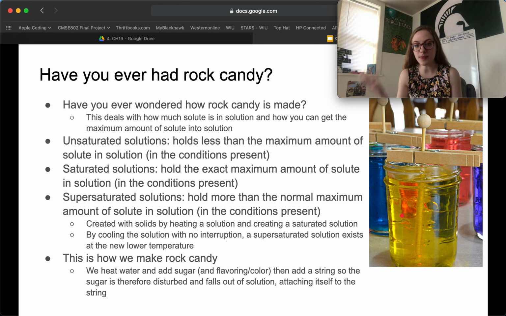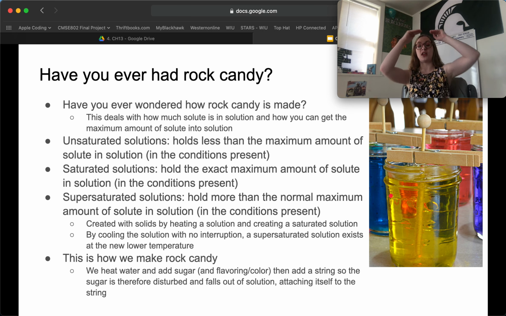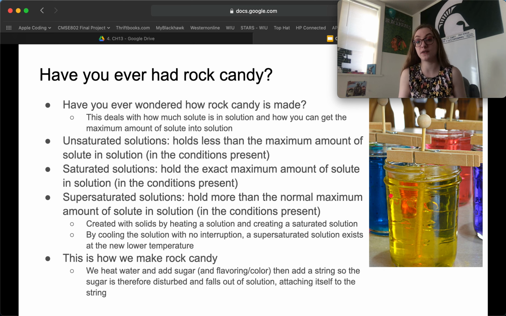So this is actually how we make rock candy in the end. We heat water and sugar and flavoring and color if you wish. We add a string, or in the picture here, a stick. Once we add that stick, we're disturbing our supersaturated solution, and you start to see some of those sugar crystals form on the stick. If you leave it for long enough, we'll recrystallize that sugar out of solution as it cools. So to make rock candy, we're leveraging these ideas of saturation of solution. We did talk a bit about concentration, meaning strength, but these are kind of like the maximum versus the over-the-top maximum amount of solute you can put in.